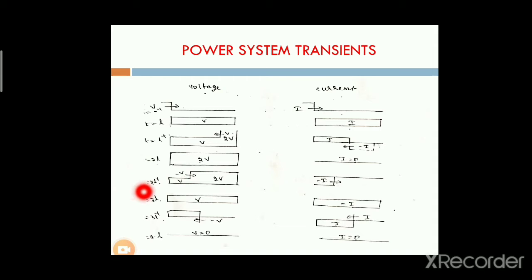Next, for t greater than 2L, the voltage is minus V and then plus V, so the algebraic sum of this voltage is equal to 0. After that the voltage rises and will be equal to 2V, and the current is minus I.